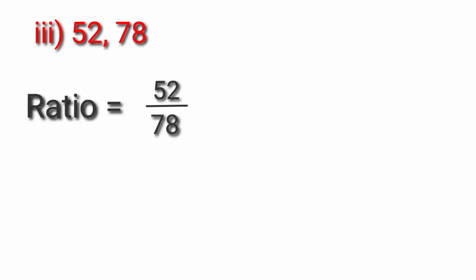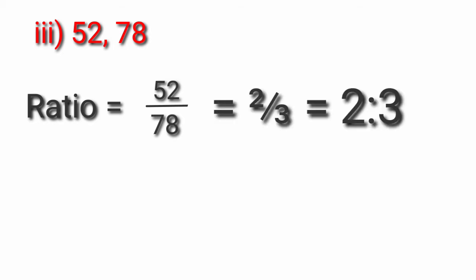Now third, 52, 78. So ratio is equal to 52 upon 78. Both these numbers can be divided by 26. 26 2s are 52 and 26 3s are 78. So it's equal to 2 by 3, which is 2 is to 3.